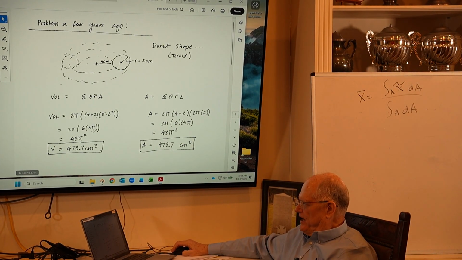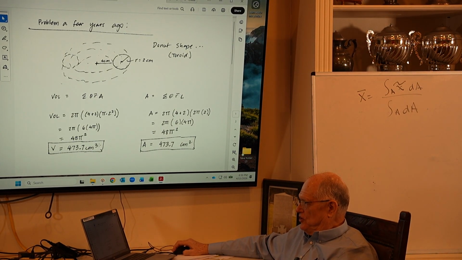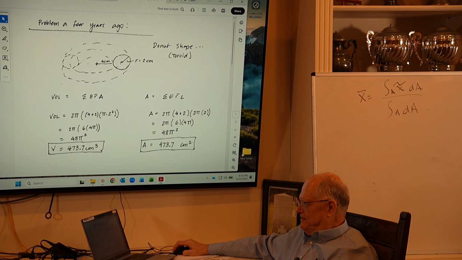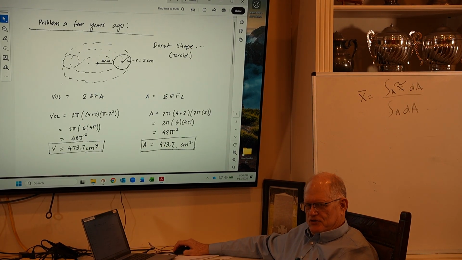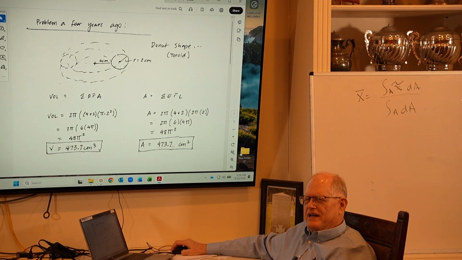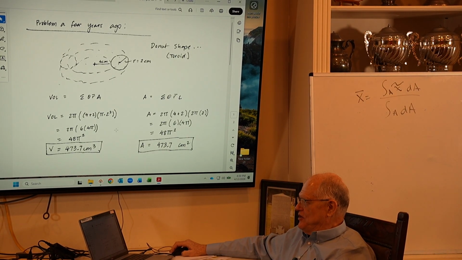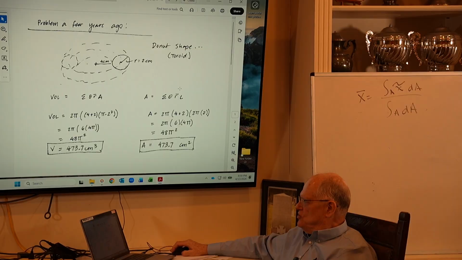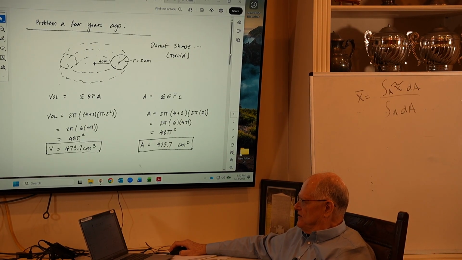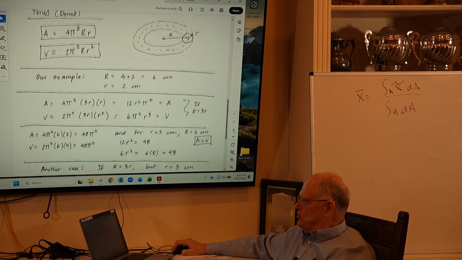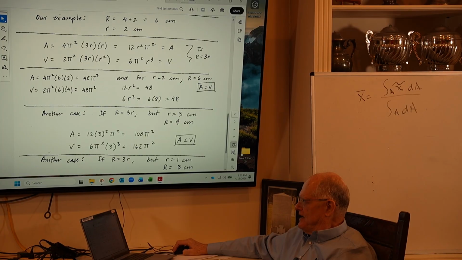The volume is 48 pi squared centimeters cubed. The area is 48 pi squared centimeters squared. In fact, when I did that, I'm going like, wait a minute, no way. It actually works out that you get the same number. Now, if you change this R and this R, they're not the same. So I actually worked 2 more cases. I'm going, what does that do?